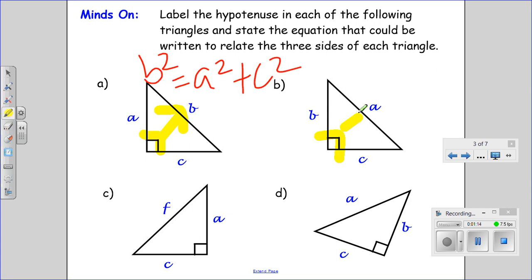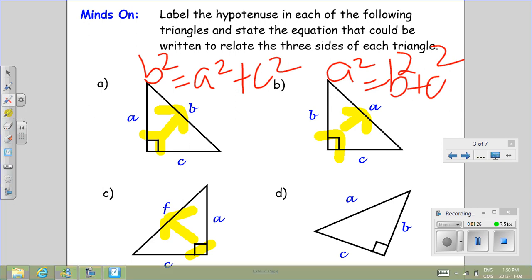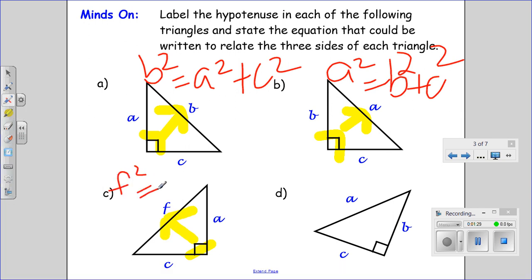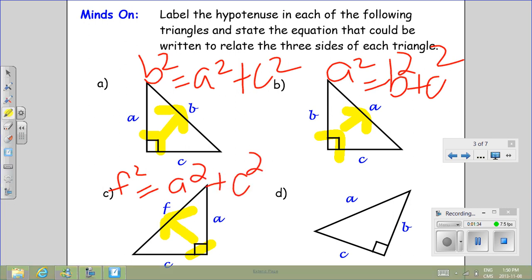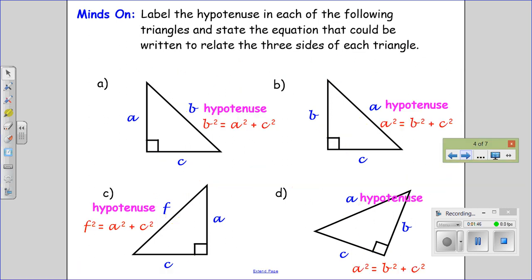Now that you've done that, A is the hypotenuse. In this case, it stands alone, and I write it equals b squared plus c squared. Find my right angle, draw a line across. So F stands alone, and we square the sides, so it's F squared is a squared plus c squared. Find my right angle, draw a line across, and I've got a squared equals b squared plus c squared. Again, that's written neatly there for you to copy later.